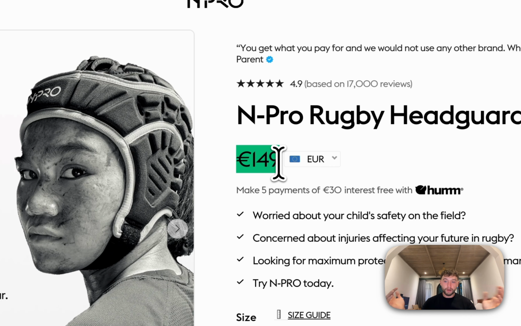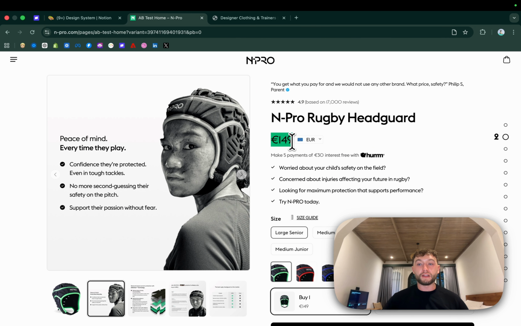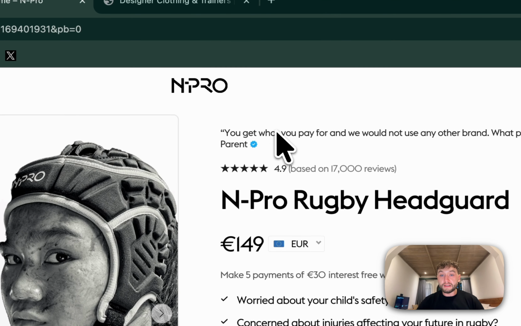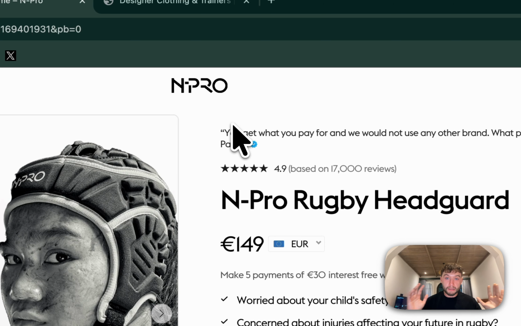It's 149 euros. That's really expensive for a head guard. All of the other options are like 30 or 40 euros. So the main objection is price. That's what we discovered when we did our research and looked at the review surveys. So this is a real testimonial, and you should use real ones, by the way.